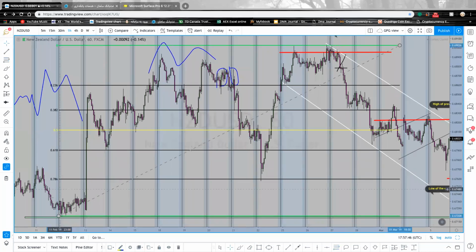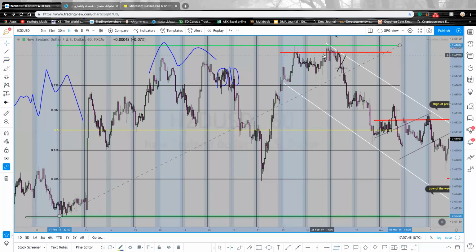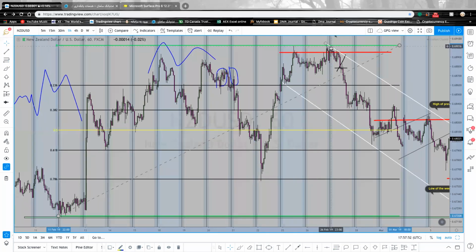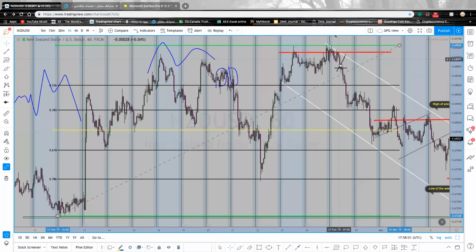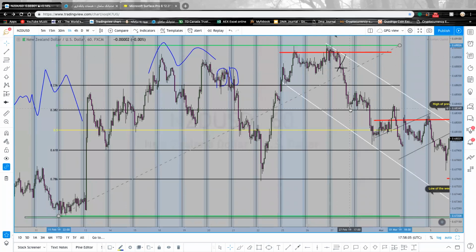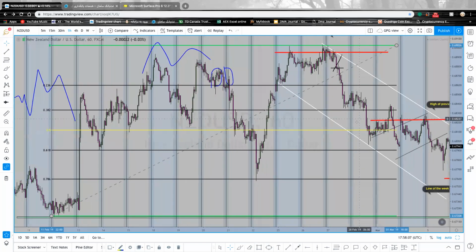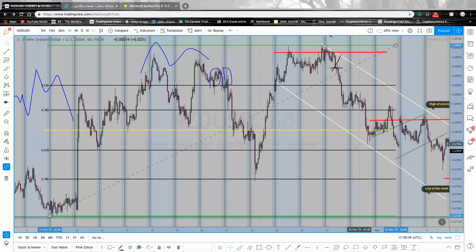Okay, this is the Fibonacci. So in here, they came, formed this high, this manipulation happened. This is where I enter after they came down, closed below for my M formation. That's my entry. And then they came, consolidate.